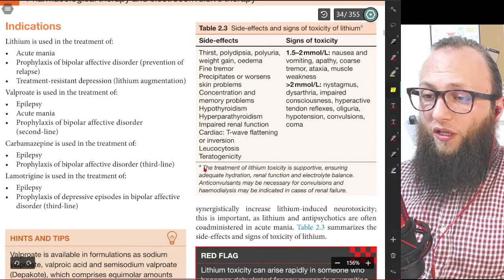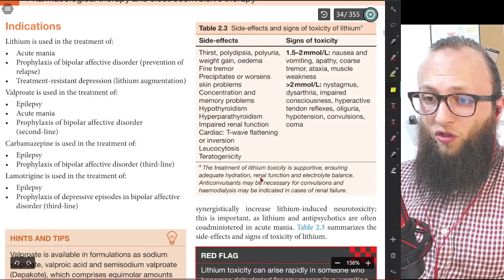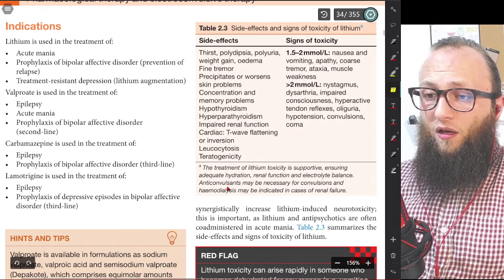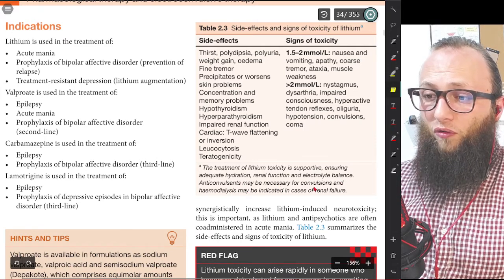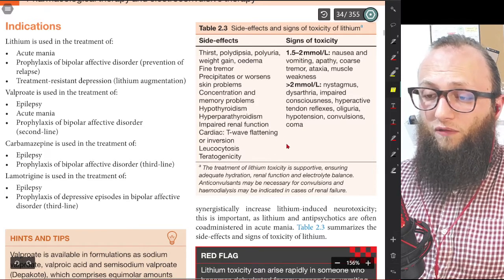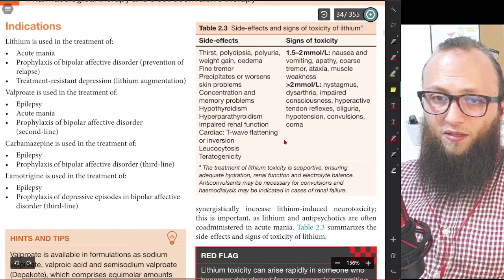The treatment of lithium toxicity is supportive, ensuring adequate hydration, renal function, and electrolyte balance. Anticonvulsants may be necessary for convulsions, and hemodialysis may be indicated in cases of renal failure. So it's according to the case.